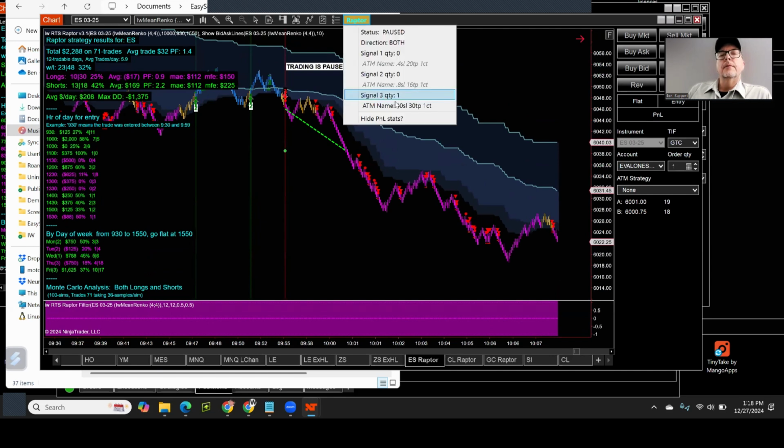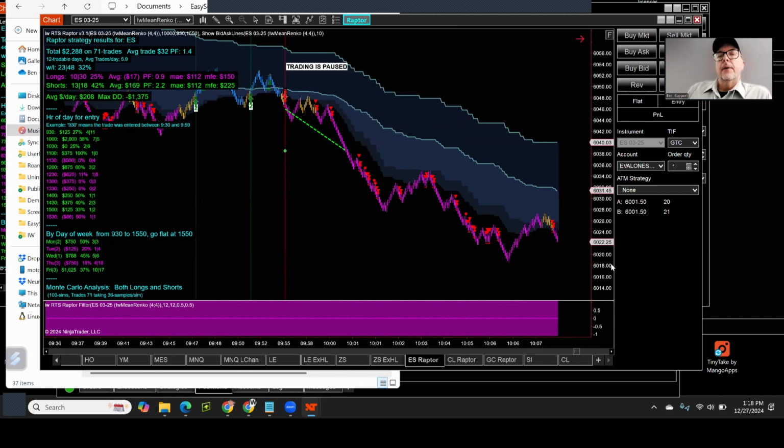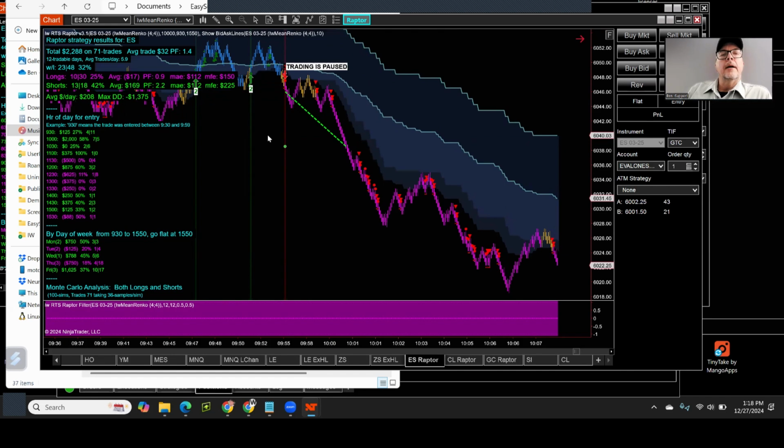So we've got the number 3 signal. We're doing a 10-tick stop, 30-tick profit, so it's a 3-to-1 reward to risk. And right here, we had a good trade right off the beginning, at 9.55. We went short. You can see the target dot is the green dot.